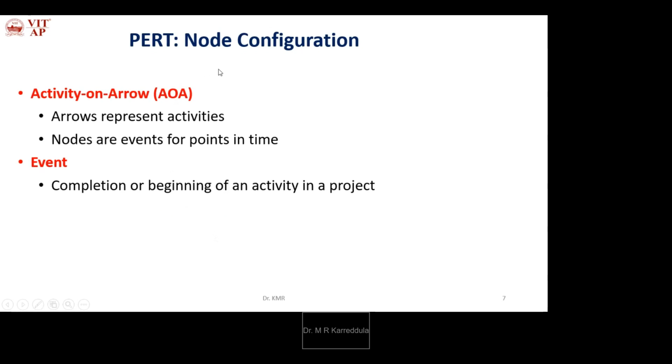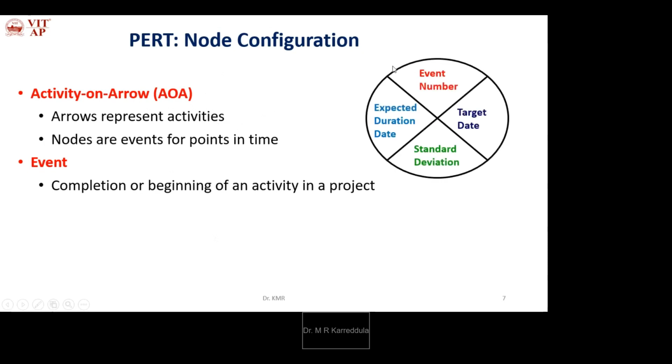In order to construct a network, every activity requires two events, that is the start event and the end event, because we are representing activity on the arrow. Every activity requires a start event and an end event. So node configuration, that is event configuration. This is the event configuration.